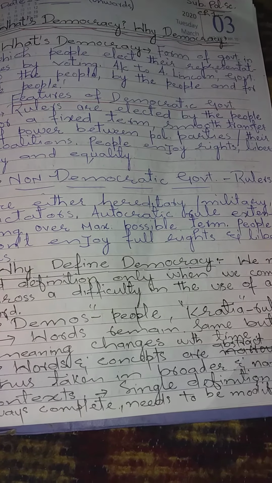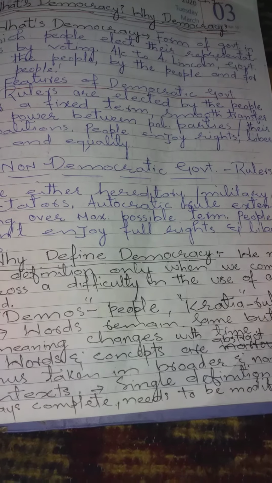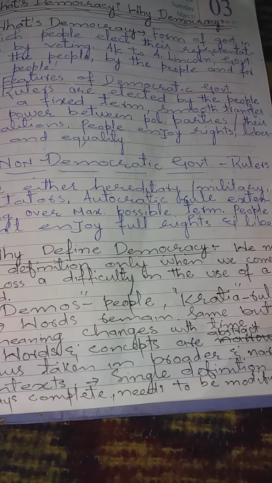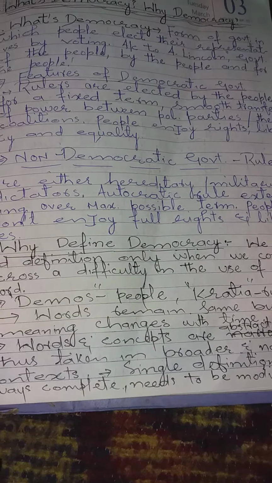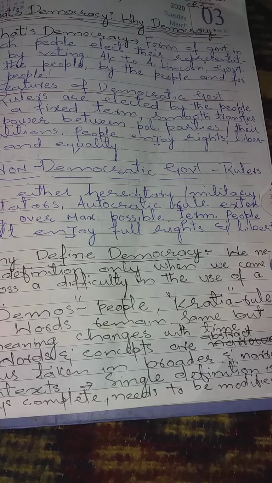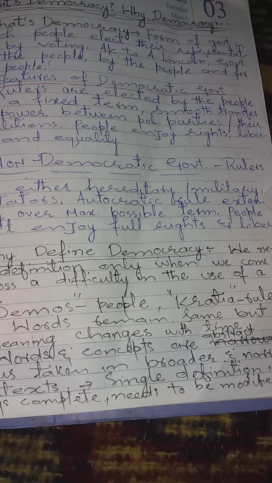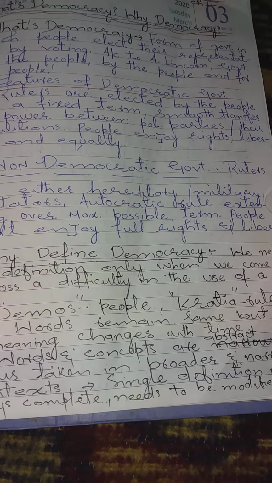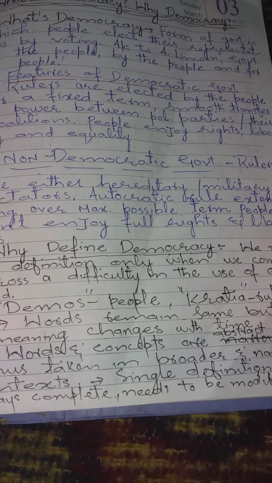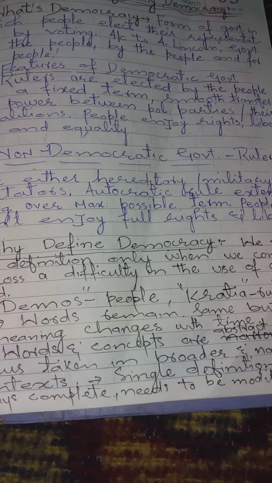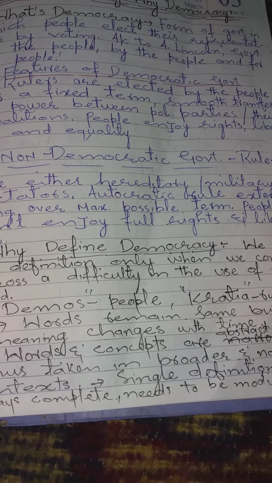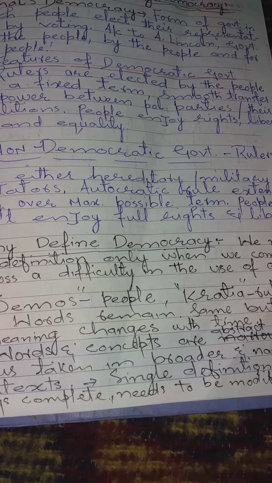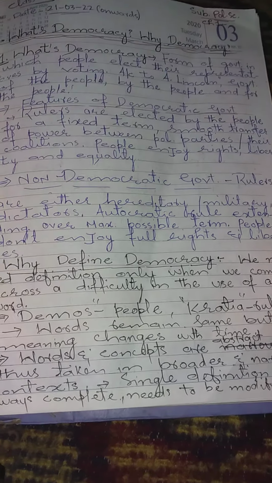In democracy, powers are distributed between various political parties. This is another feature of democracy. Sometimes there is a coalition government, where two political parties form government together. And in democracy, the most important feature is that people enjoy their rights. The fundamental stress is laid on the rights of people. The fundamental rights are enjoyed by the people in a democratic country.